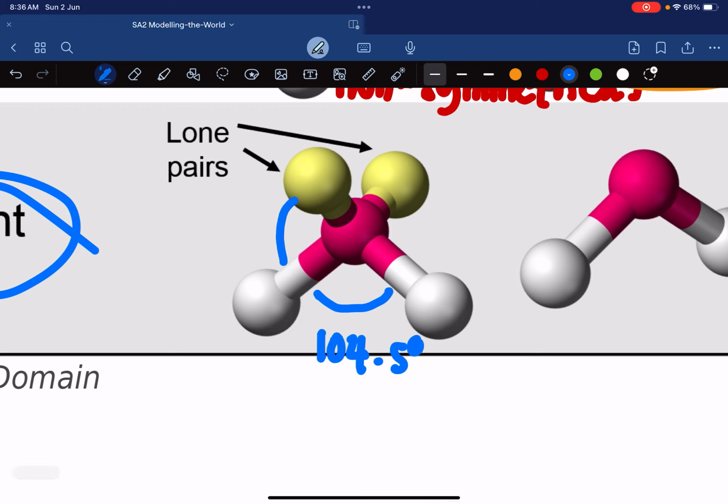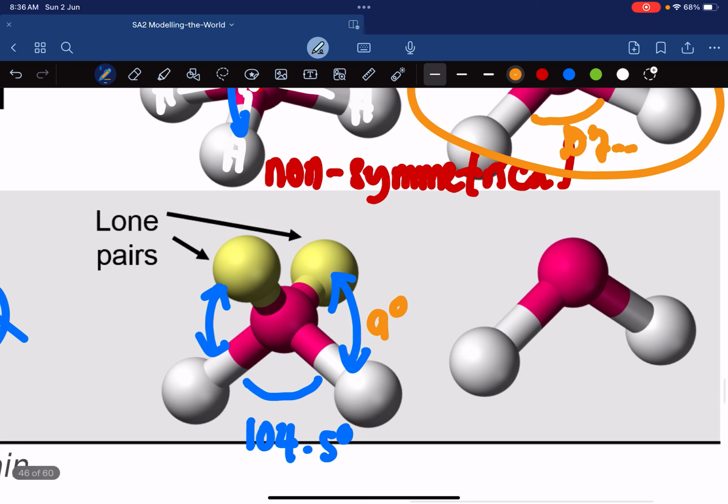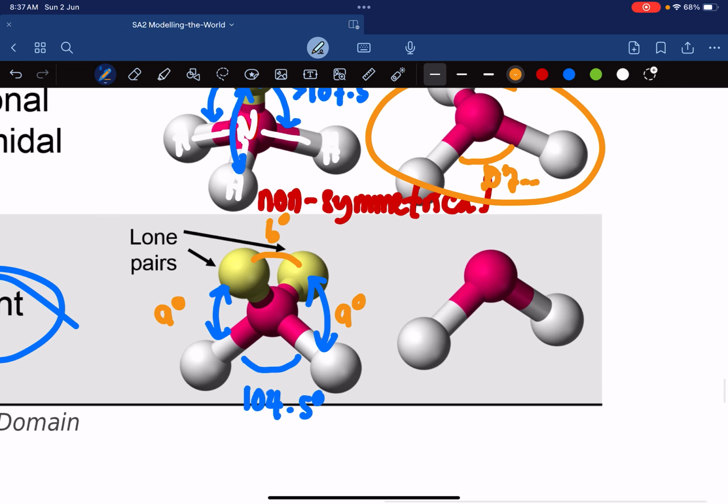And so then the angle between the lone pair and the bonded pair is going to be different. Let's call this A degrees, and this angle between the lone pair and the lone pair, let's say B degrees. Which means that you have three sets of angles in this molecule. So this molecule becomes bent. This is also non-symmetrical, and it becomes bent.